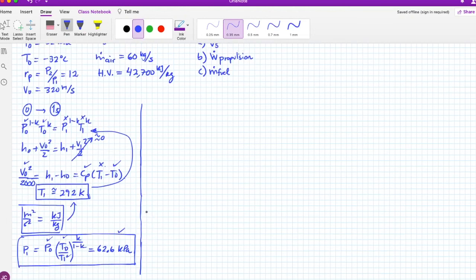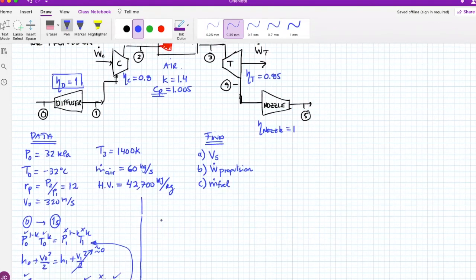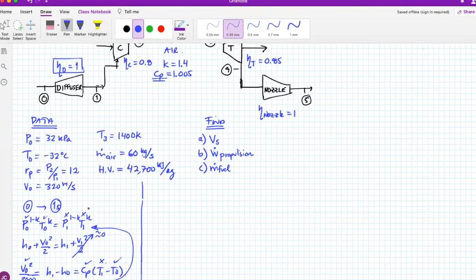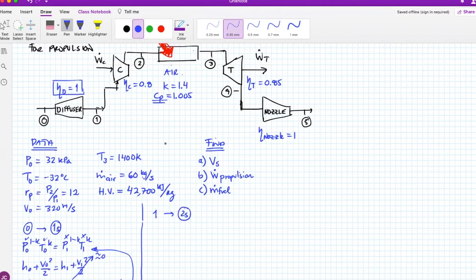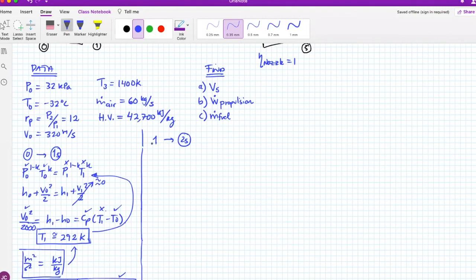The basic idea is to get everything from 0 till 5 in order to use this stuff, in order to calculate all these things that they are asking you. Okay, so that was from 0 to 1s. Now let's just go from 1 to 2s. Oh, what do you mean 2s? Isn't this compressor real? Yes, it is real, but nonetheless, you always need to use the isentropic case in order to compare. So I'm just going to write this 1 minus k T2s, k.